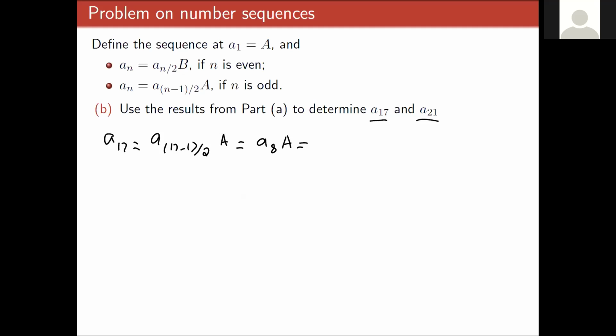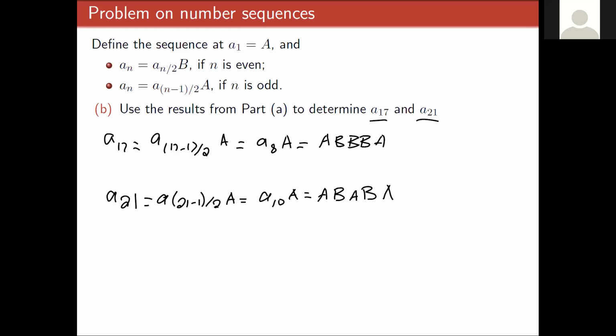And then if we recall on the previous slide, we figured out that A8 was ABBB. So this will be ABBBA. And then similarly for A21, 21 is odd, so we use the second part of the recursive formula. So A21 minus 1 divided by 2, A. So that'll be 20 divided by 2, which is 10, so A10A. And then A10, if you recall, was ABAB. So this will be ABABA.